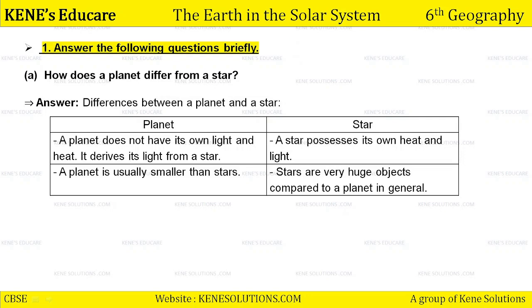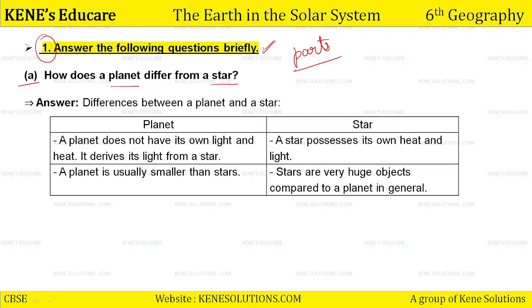Okay, question number one says, answer the following questions briefly. तो question number one में कुछ parts होंगे और आपको हर part का answer briefly करना है, short में answer देना है, ठीक है? A part says, how does a planet differ from a star? एक planet star से different कैसे होता है?